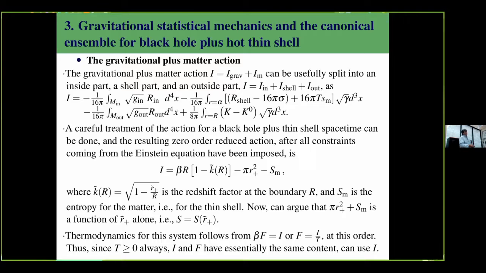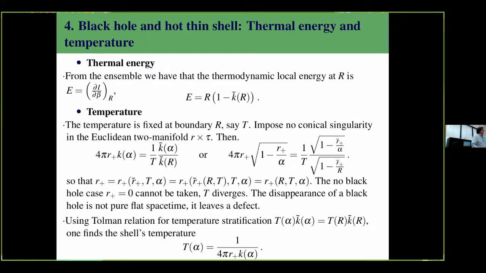Now we can argue that this has to be a function of r plus alone. Actually, we can demonstrate it, for all this to make sense. This quantity has to be a function of r plus alone, and we call that the full entropy of the system, the total entropy. And now that we have that, the thermodynamics follows immediately because T is greater than 0, beta is greater than 0, I and F have essentially the same content. So we can use I because we are making that.